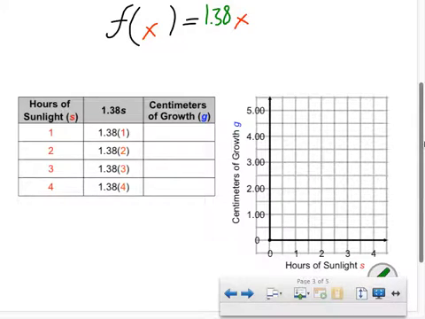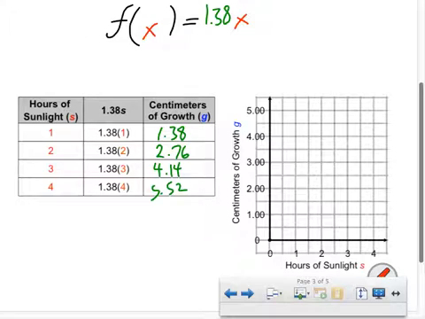So here we have, in 1 hour, we have 1.38 centimeters. In 2 hours, we have 2.76 centimeters, excuse me. And we got 4.14. Can somebody tell me what we get in 4 hours? What do we have in 4 hours? Anybody get that? What? 5.52, correct. Okay, so now we're going to graph this, and this is where students kind of struggle a little bit, so I wanted to take some time to go over this with you.